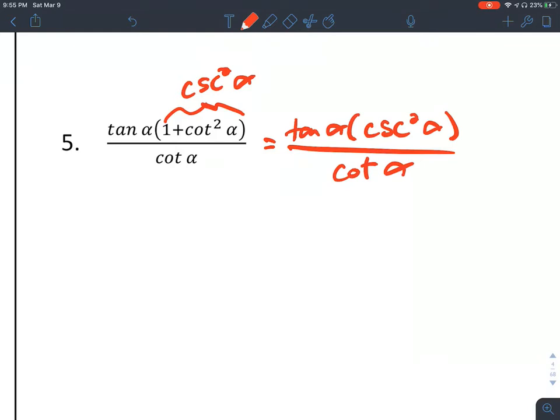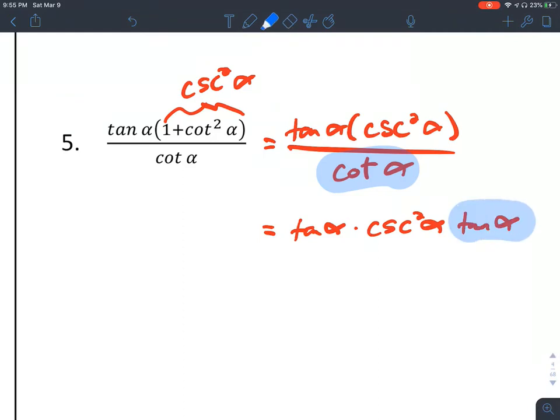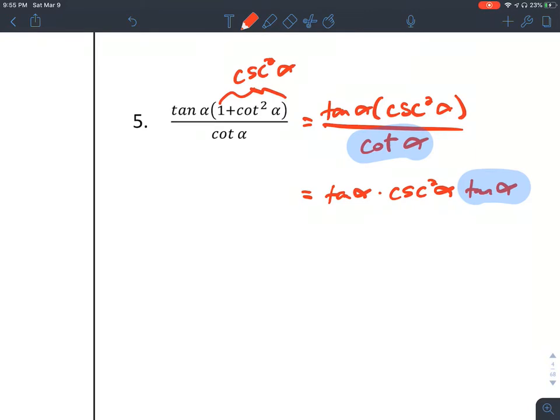Oh boy, so what can we do now? Well, we could change things in terms of sine and cosine, which I'm going to do eventually. I'm not quite ready for that yet. You could choose to do that now. That's cool. I know that cotangent and tangent are reciprocals. So that means I can move tangent to the top because it used to be dividing by cotangent. Let me show you a longer version of that just in case that doesn't make sense.